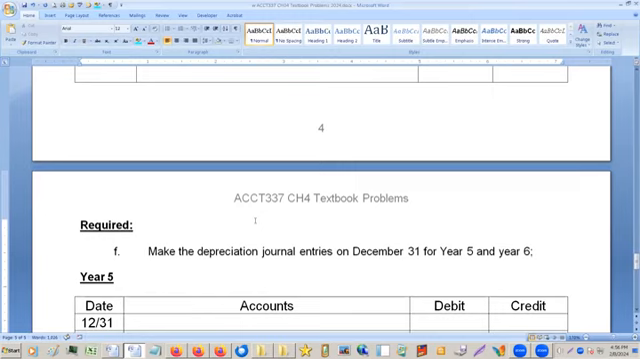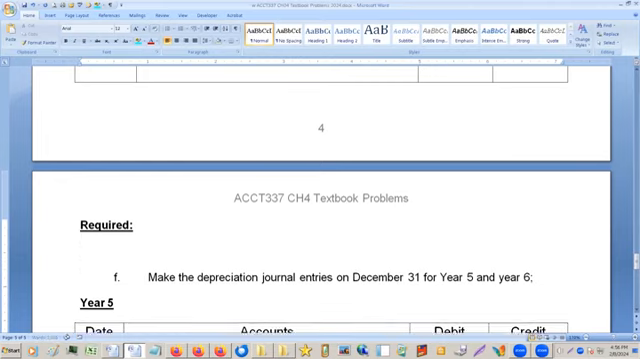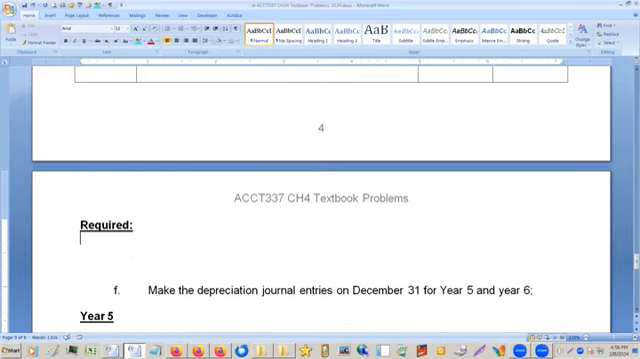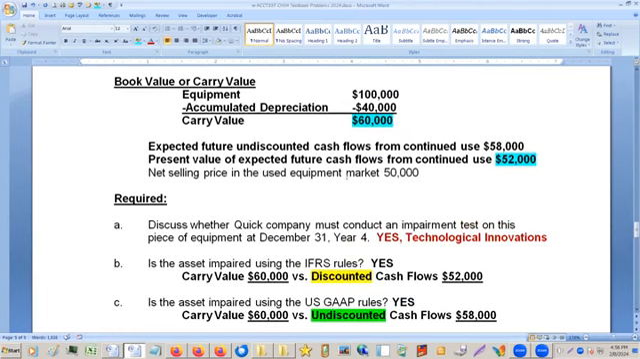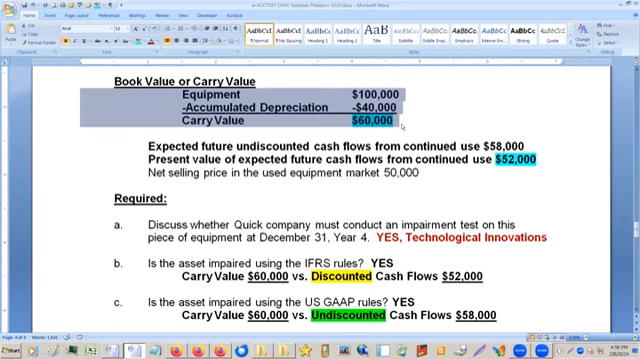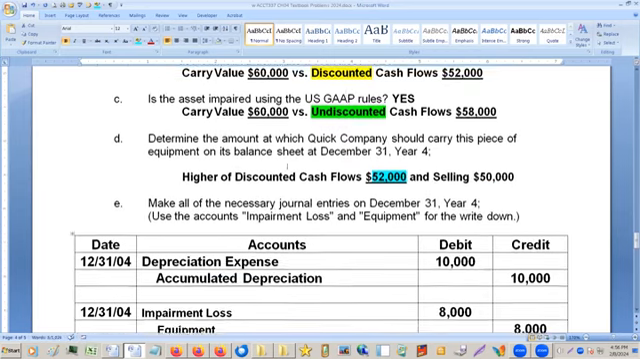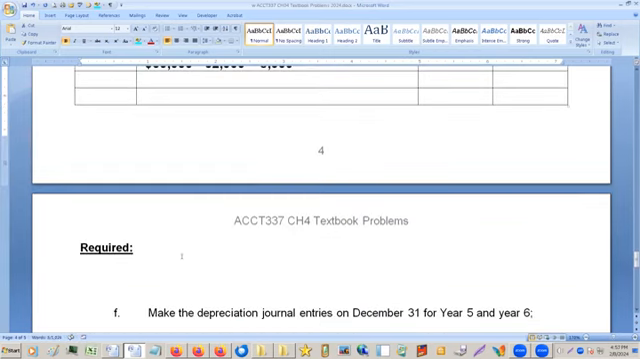All right, so required: make the depreciation entries for December 31st for year 5 and year 6. Okay, now we have to figure out how much of this is going to be left after we do the write down. Can I copy and paste something up here? Yeah, here we go. See, teaching you how to be lazy. All right.